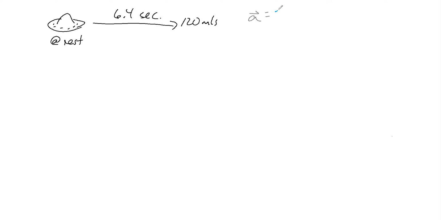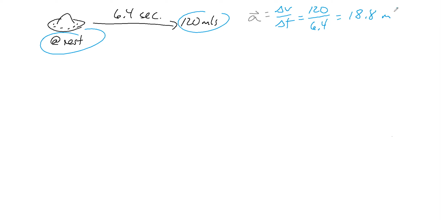Well, acceleration is change in v over change in t. So of course the change in v started at rest and it went up to 120. So the change in v would just be the 120. The time is 6.4. So that's pretty straightforward. So I just have to divide the 120 divided by 6.4, and I will get an acceleration of around 18.8 meters per second squared. So there's my acceleration.